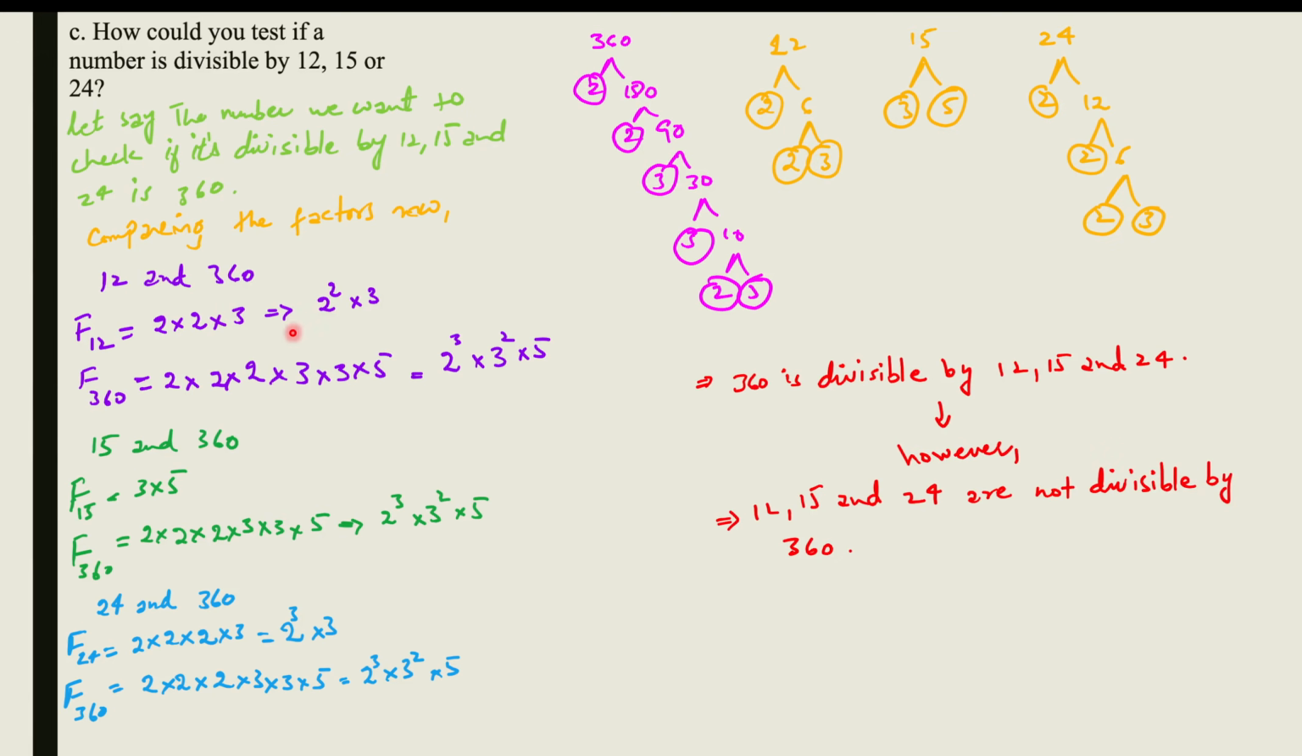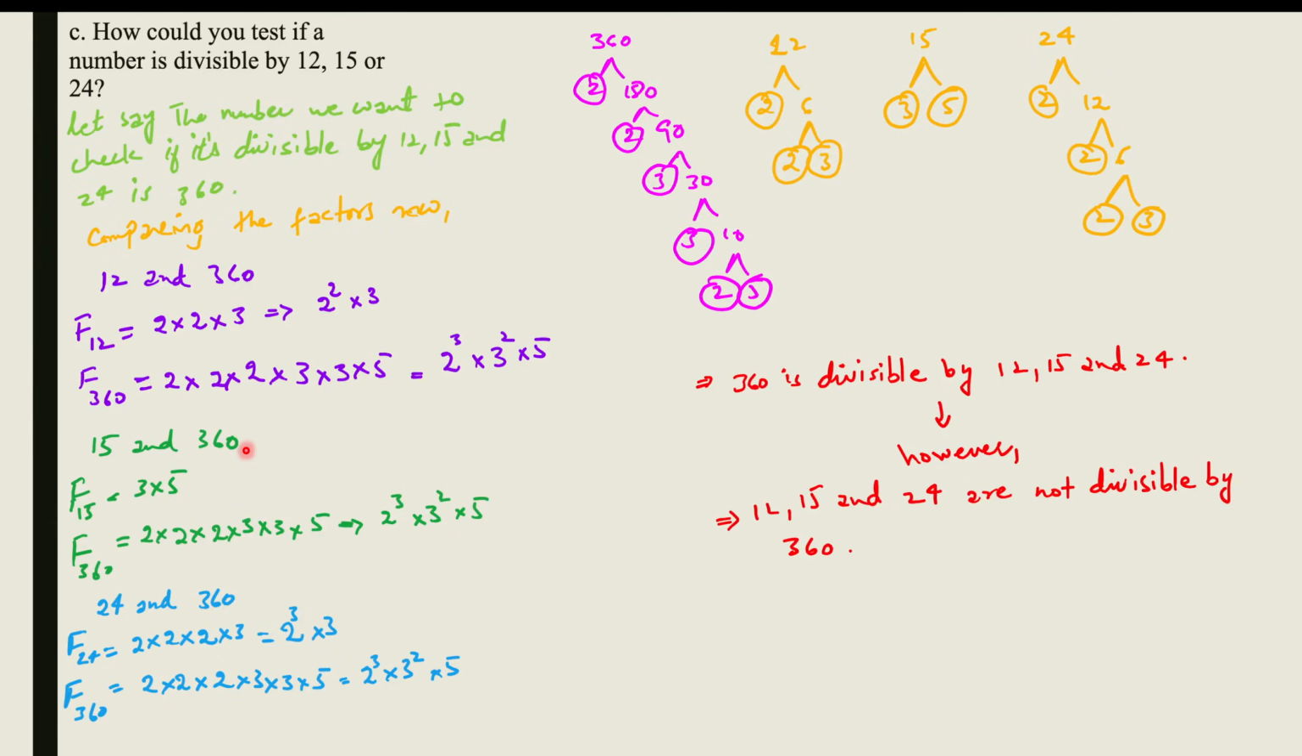So now in here, this number 360 has the power of the primes greater than the divisor, which is great. Therefore, based on this, we can say that 360 is divisible by 12. 360 is divisible by 12 because it has all the factors 12 has, and the powers are more than the prime factors of 12. Therefore, 360 is divisible by 12.